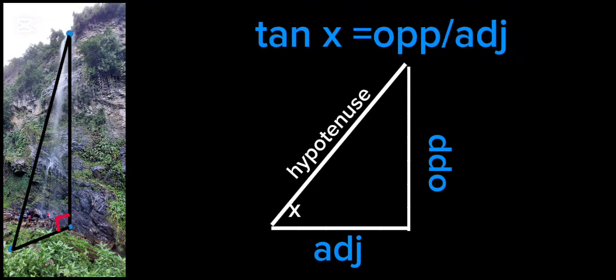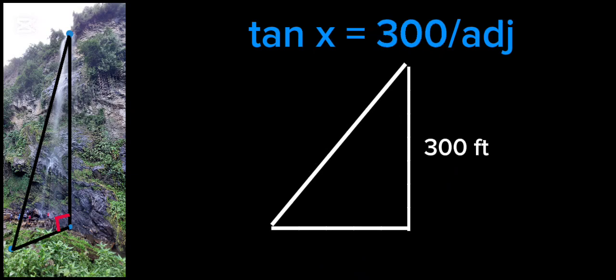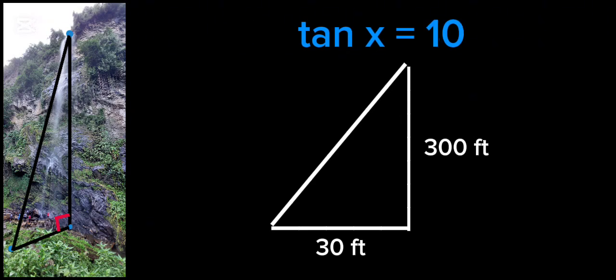How do we apply this information? The opposite side of the triangle is the cliff's height, so substitute the cliff's height of 300 feet. Next, she is standing 30 feet away from the base of the cliff, so we replace the adjacent side with this distance. We simplify the ratio and this gives us 10. To find the angle, we use the inverse trig function of tan inverse or arctan. We enter the ratio to obtain the magnitude of the angle.